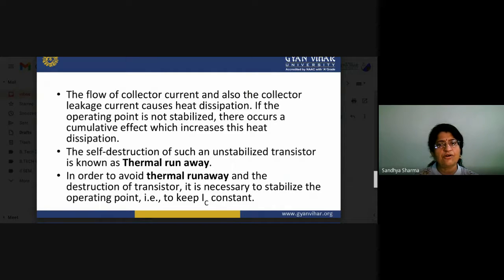The self-destruction of such an unstabilized transistor is known as thermal runaway. So due to the increase in collector current, if you do not stabilize your transistor, the transistor will self-destruct, and this is thermal runaway. In order to avoid thermal runaway and the destruction of transistors, it is necessary to stabilize the operating point to keep IC constant, meaning IC should not change according to the temperature. So it is also very important.